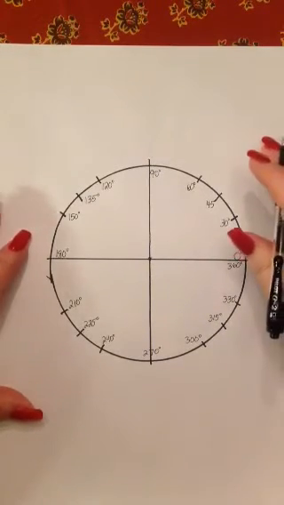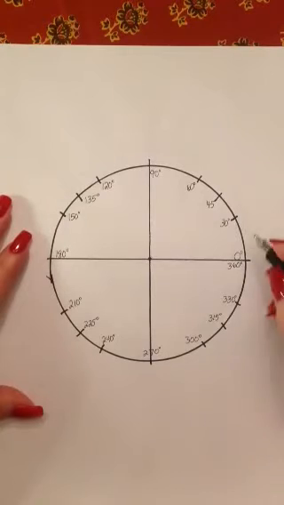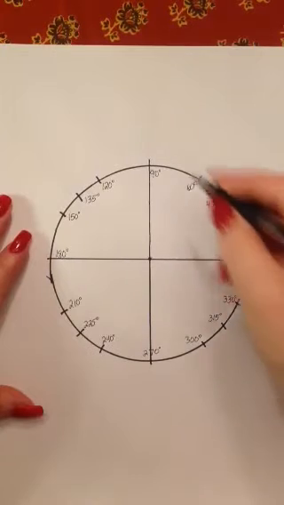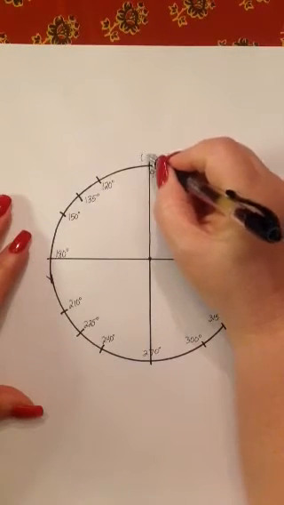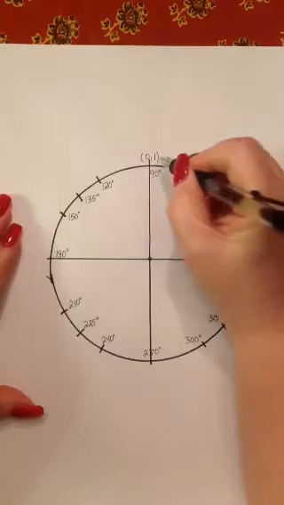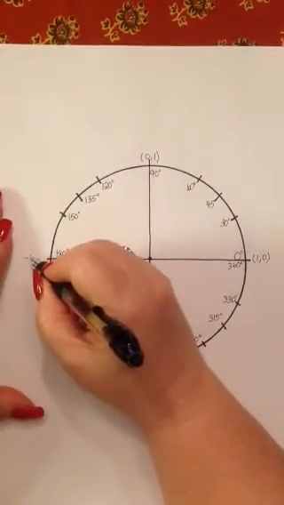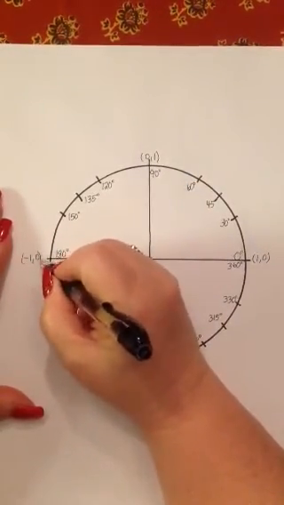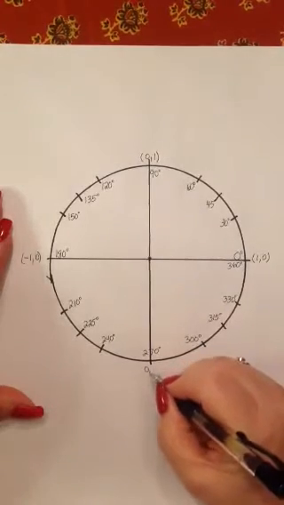Okay, now let's do the coordinates. Right here at 0, if this is the origin and it's got a radius of 1, this has the coordinates of 1, 0. At the top, this would be 0, 1, and over here would be negative 1, 0. And at the bottom would be 0, negative 1.